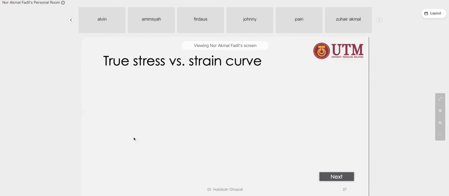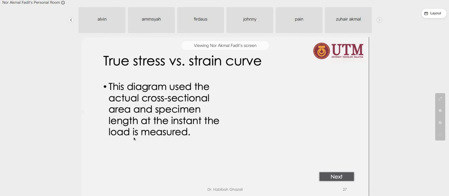This diagram uses the actual cross-sectional area and specimen length at the instant the load is measured. We call it true stress. So if you increase the load, elongation occurs with a reduction in diameter, and the stress is measured as load divided by the actual cross-sectional area.